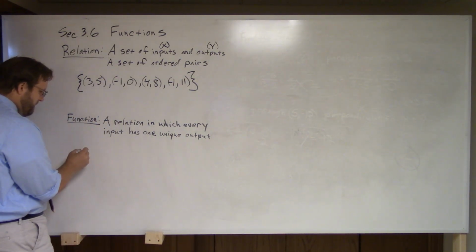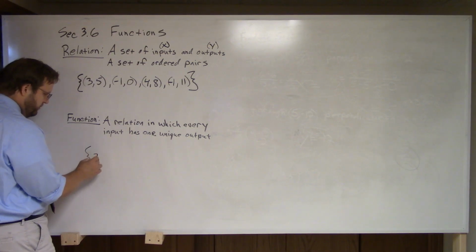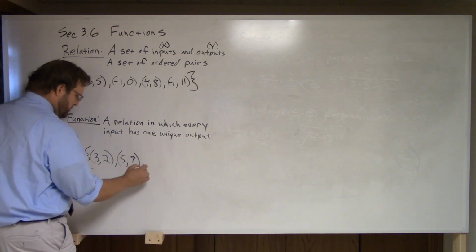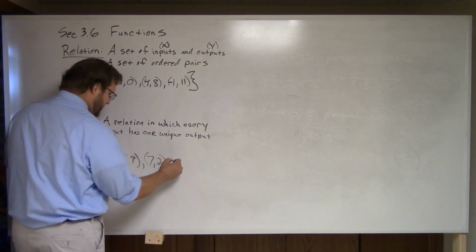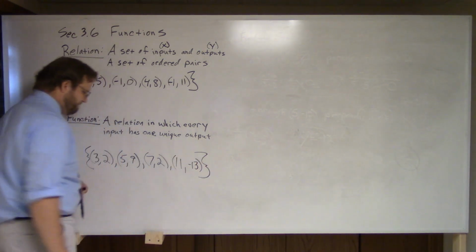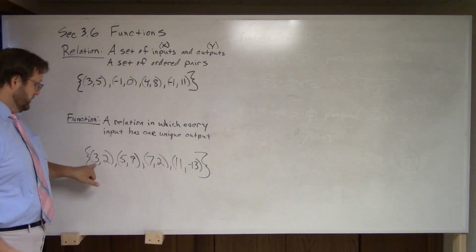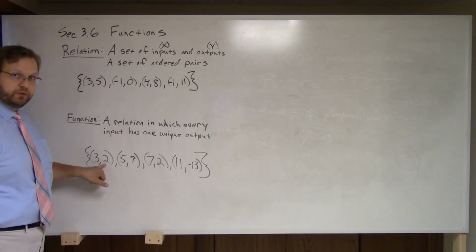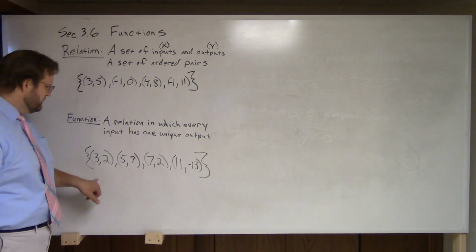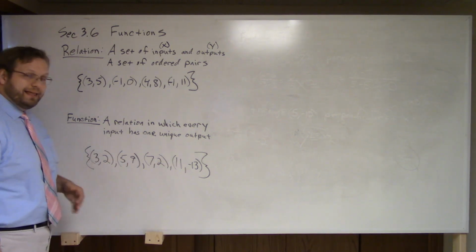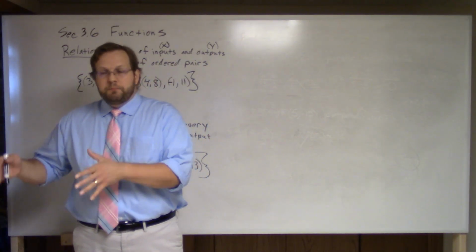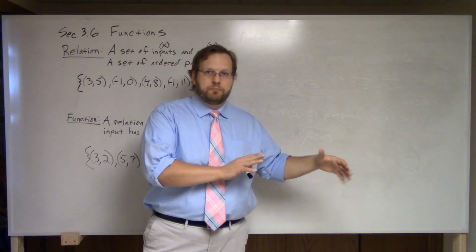So let's say we have something like this: (3, 2), (5, 9), (7, 2), and (11, -13). That would be a function, because when we plug a 3 in, we will only get a 2. When we plug a 5 in, we will only get a 9. A 7 only gets a 2, and so on. Now, some of you may be thinking, wait a minute, what about these 2's? That's okay, because if you go back to that baseball bat example, if the input's different, as long as I have a predictable output, I'm okay.